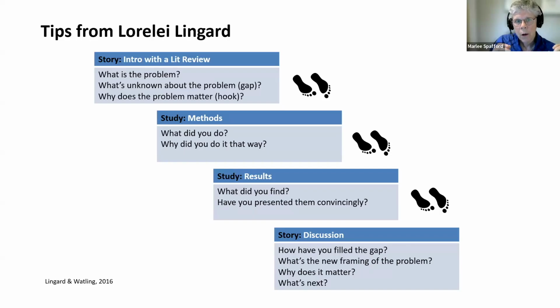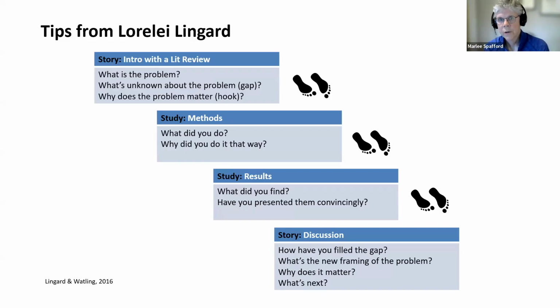And so I'm going to encourage you, and we're going to talk about this more, that kind of style of writing. Then your methods is, what did you do? Why did you do it that way? And you're laying it out in details so that someone could come along and replicate. And then results, what did you find? Have you presented them convincingly? And Daniel will talk about this more later.